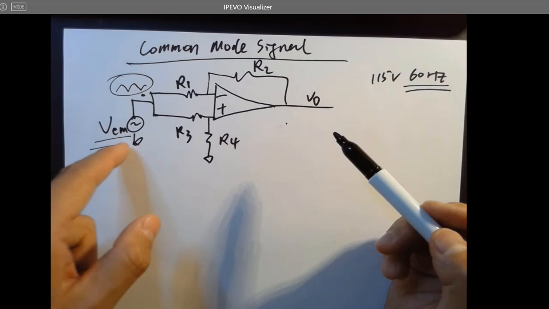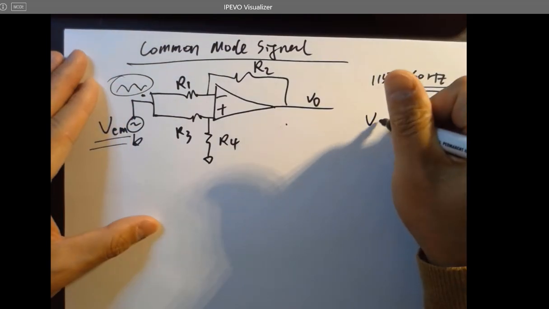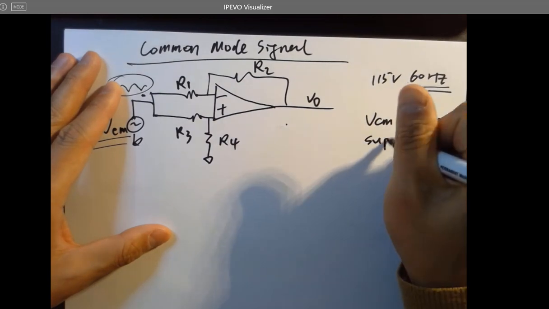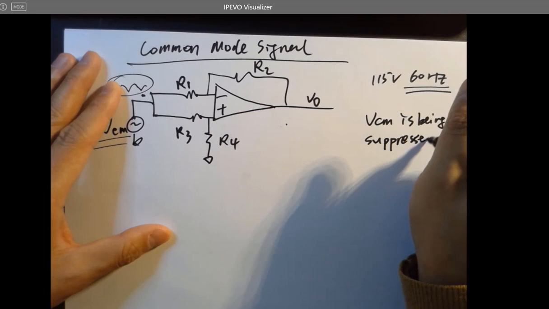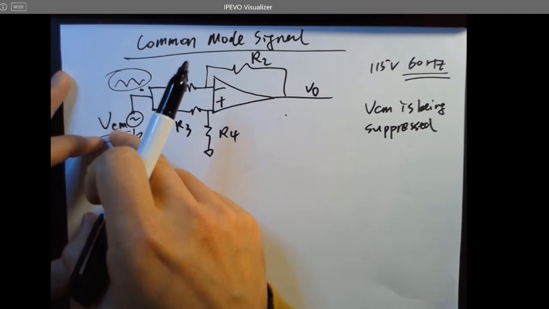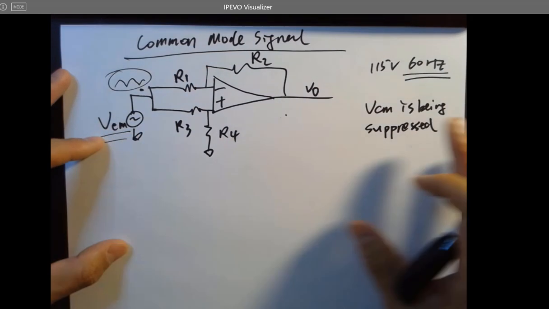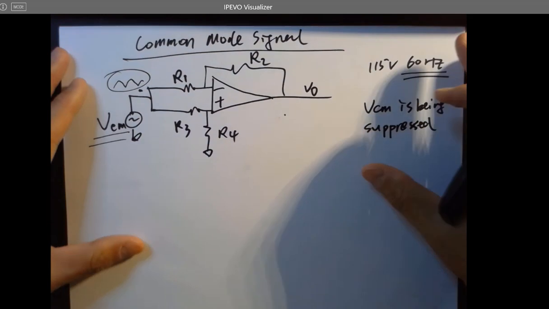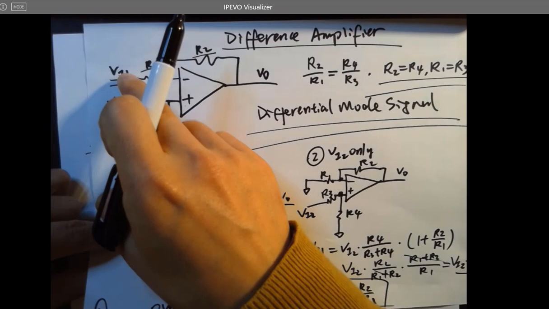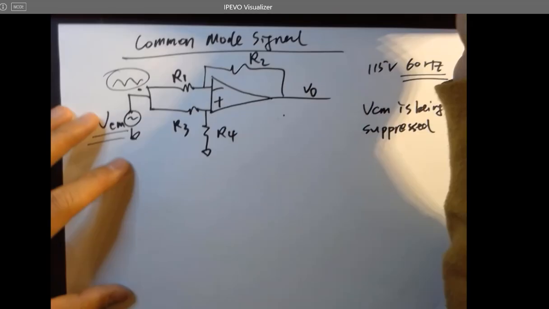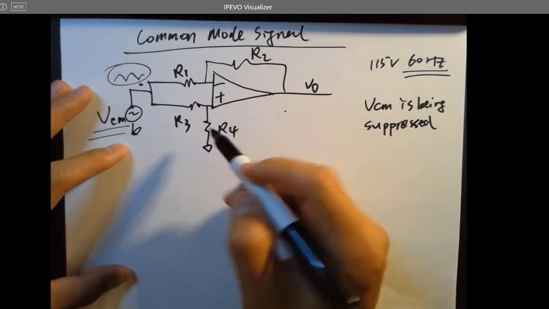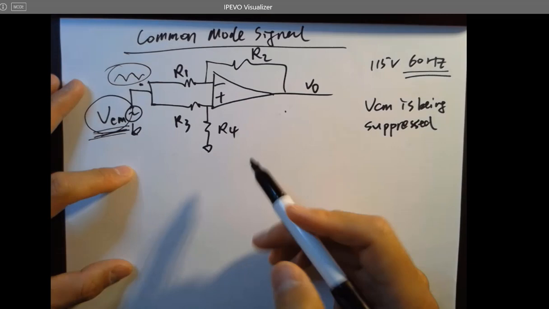So we hope VCM is being suppressed instead of being amplified. After we derive the gain for VCM, we hope the gain to be zero. So the performance of the amplifier will be better because the noise is not being amplified, but the signal, which is the two voltages, is being amplified. So that's the purpose. Now let's take a look at the common mode gain of this difference amplifier and see what the voltage gain is for the common mode signal.